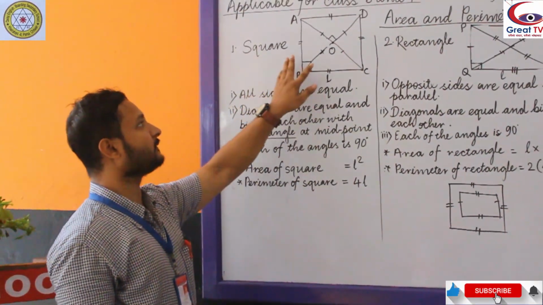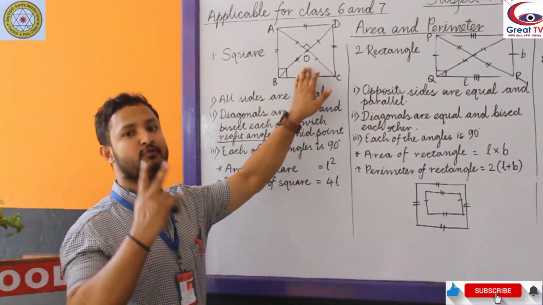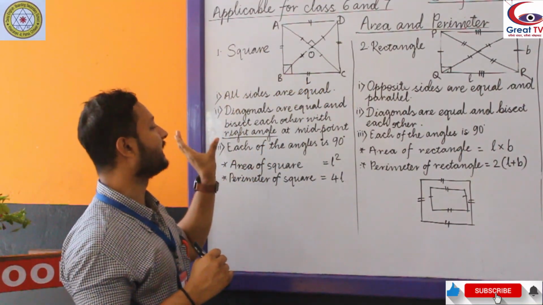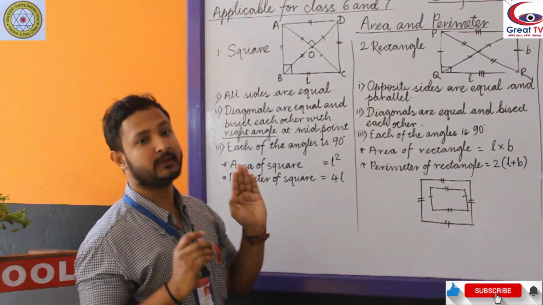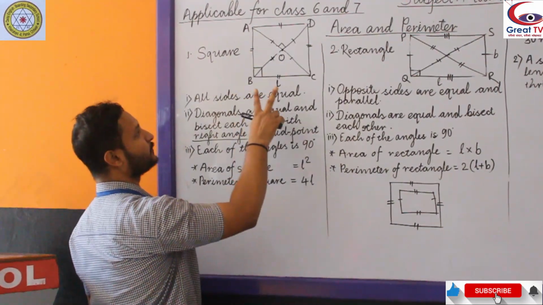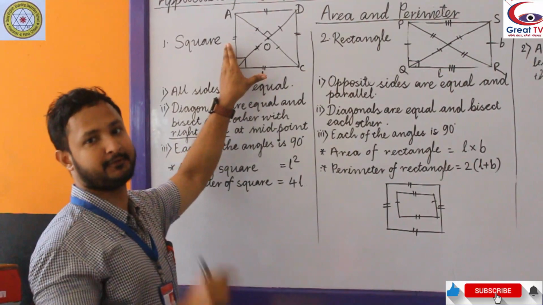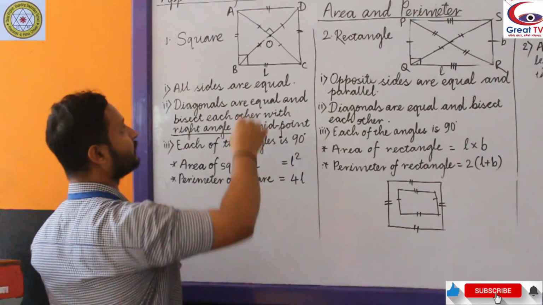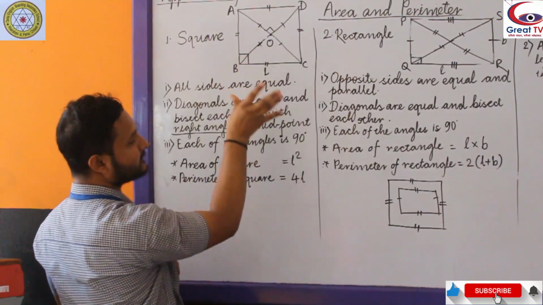So, a square is a two-dimensional figure. If we have to find the area of a two-dimensional figure, then what we have to do is multiply the adjacent sides. So, adjacent sides, AB side and BC side, they are adjacent to each other.